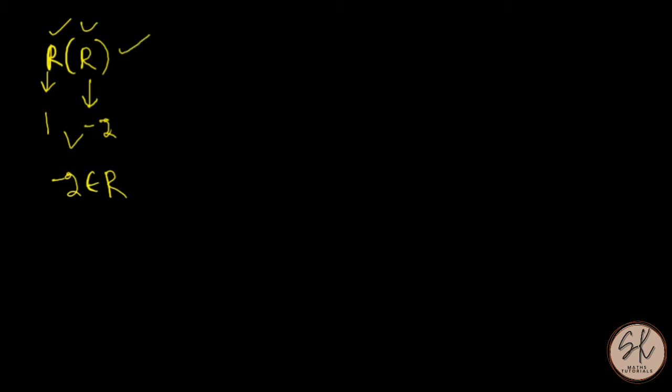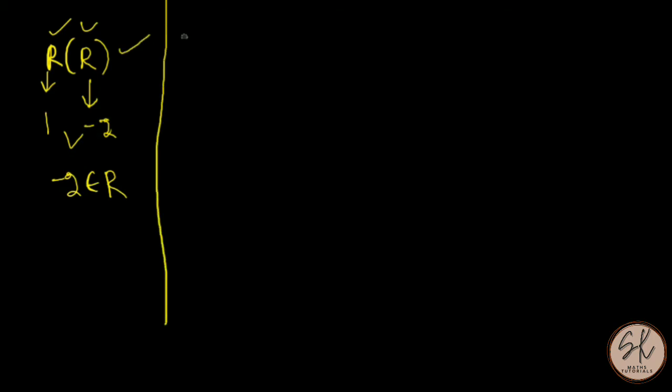Now let us see whether this is a vector space or not. So here R over R is a vector space. Because if we take any elements from R, suppose this is 1 and this is minus 2, then the product of this is 1 into minus 2, which is minus 2. So this also belongs to R. Therefore this is a vector space.